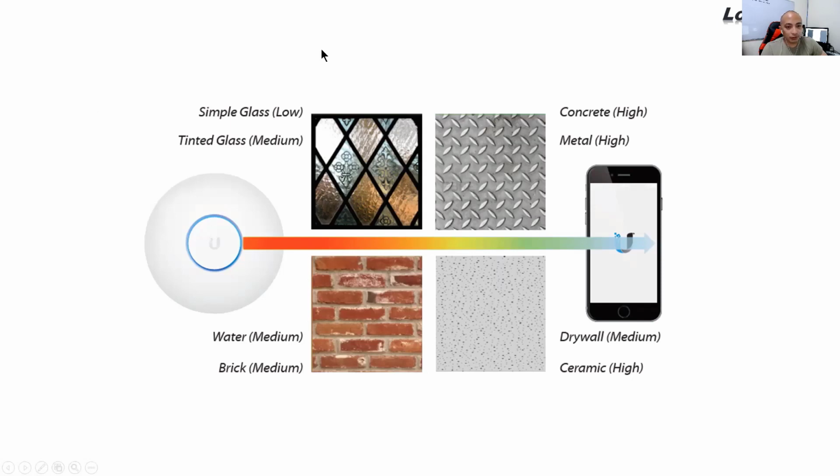So Wi-Fi signals tend to move very well through simple glass, okay in terms of water and brick, and very poorly in terms of concrete and metal. Drywall and ceramic are medium and high. What's drywall? Sometimes it's the ceiling. Sometimes your walls are also called drywall if they're composed of a wood type structure. Now ceramic is not really that used in home construction or office construction, but it's there. Whenever a Wi-Fi signal passes through ceramic, it passes through at a very poor performance.